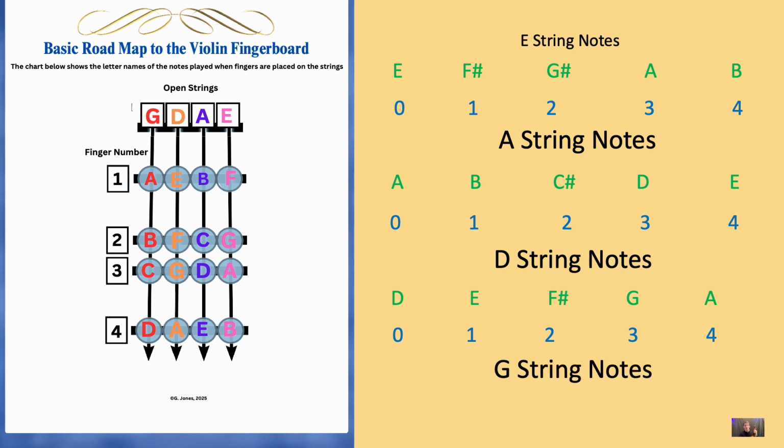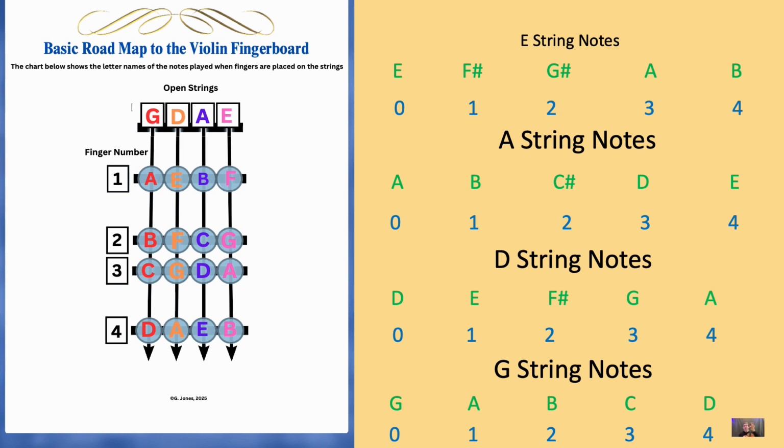Then you have one more string, which is the G string. So you have G, A, B, C, and D. Those finger numbers are open G, 1 on the G, that's your note A, second finger on the G, that's your note B, third finger on the G, that's your note C, and then your fourth finger on the G string, that's your note D.